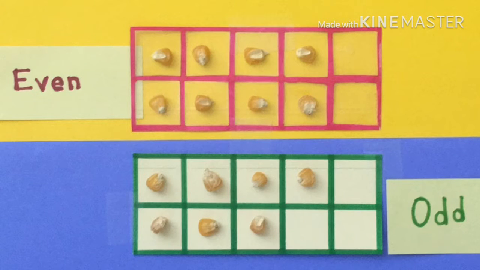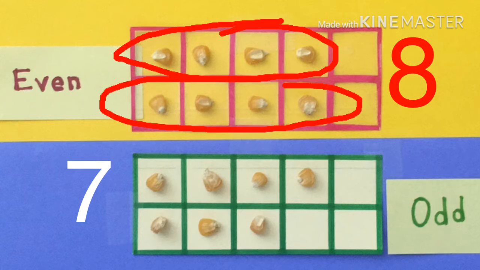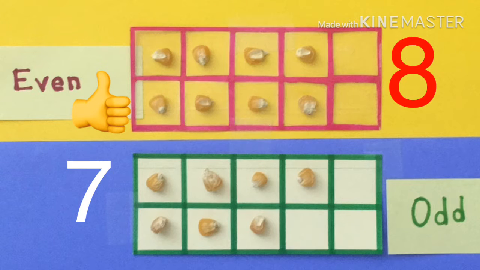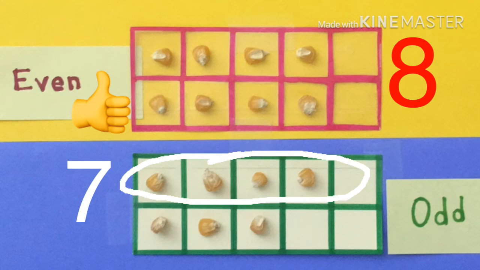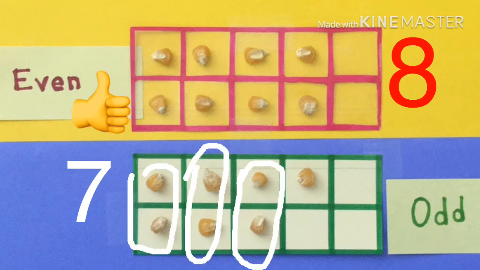So now we have even number 8 and odd number 7. Out of number 8, we can make 2 groups of 4 or 4 groups of 2. Out of number 7, we can make one group of 4, and then we have 3 left over. Or we can also make 3 groups of 2, but then we have 1 left over.